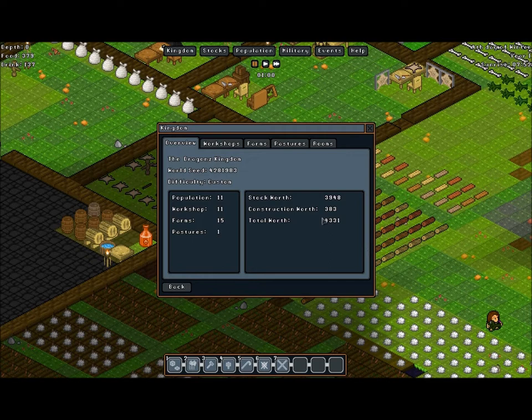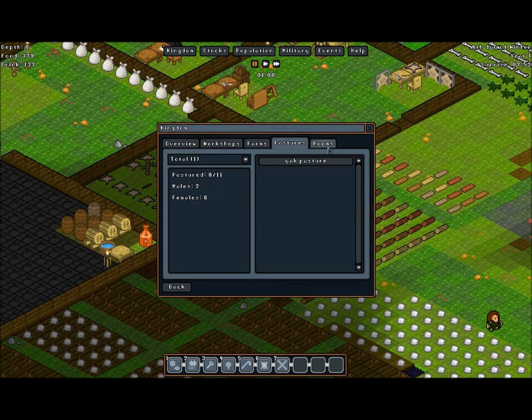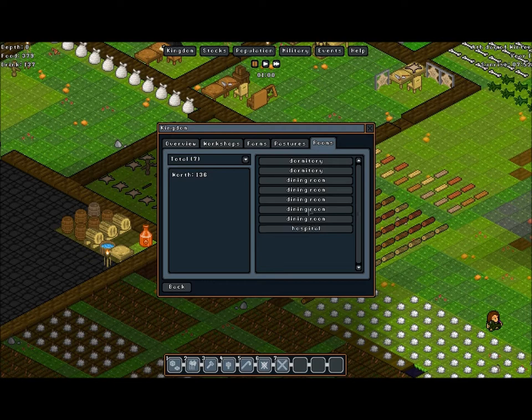Ooh, my kingdom's worth went down. That's not good. Got 15 farms right now. Yeah, that makes sense. Pastures. One big ass pasture, that's what it should be called. Workshops. No rooms. 9 idled. The loom's working. Farm. 27 tilted. Pasture. Rooms. Dormitory. Dining room. Okay.